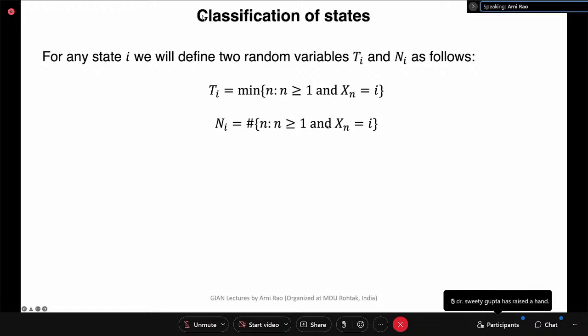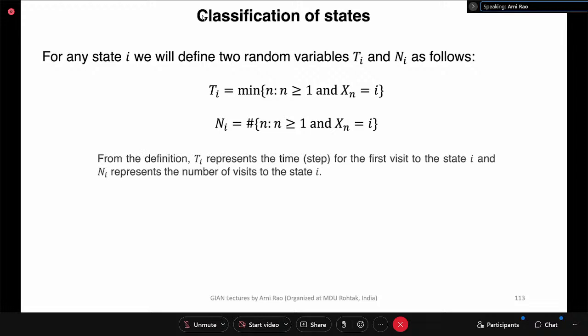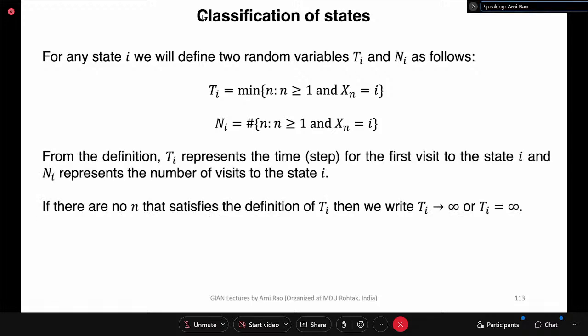The first thing is the first time reaching, and this is the number of times reaching. These two random variables we defined. As I explained, Ti represents the time step and Ni represents the number of visits, or number of times reached, the state i. If there is no n that defines that, it never reaches that particular state.